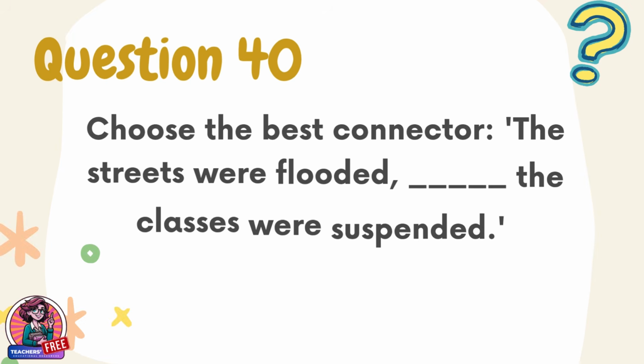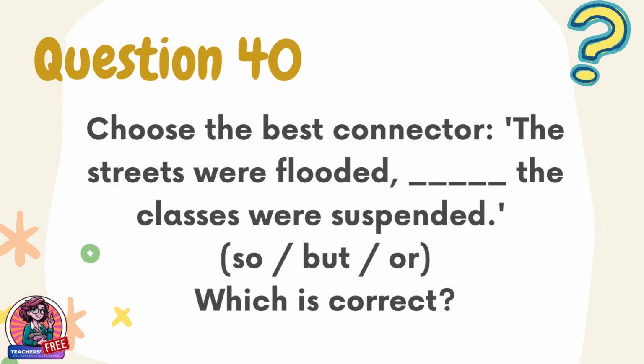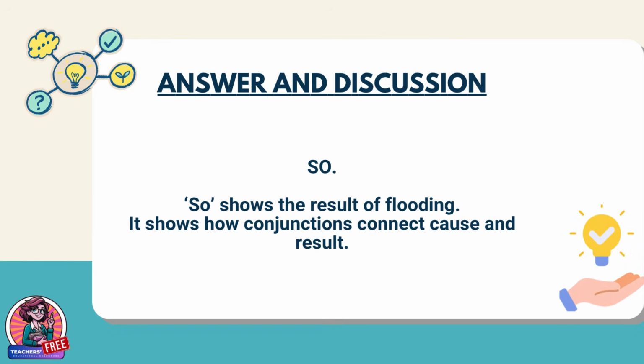Question 40. Choose the best connector. The streets were flooded. The classes were suspended. So, but, or. Which is correct? Answer: so. So shows the result of flooding. It shows how conjunctions connect cause and result.